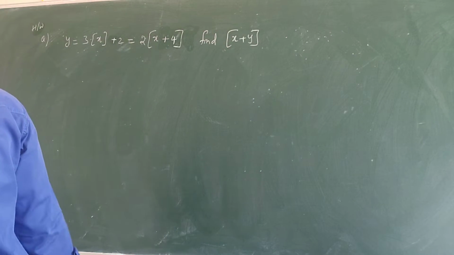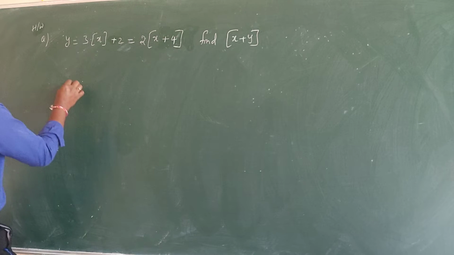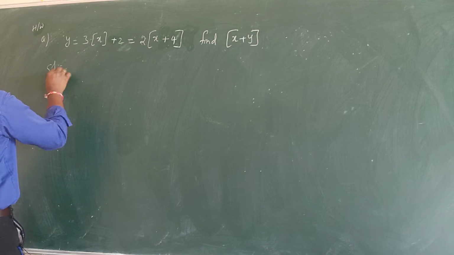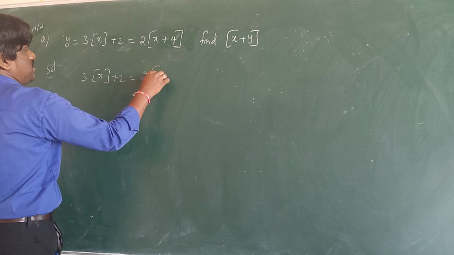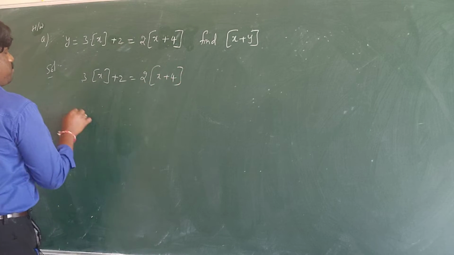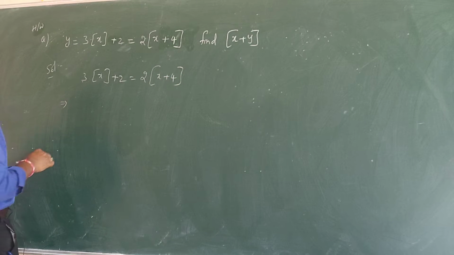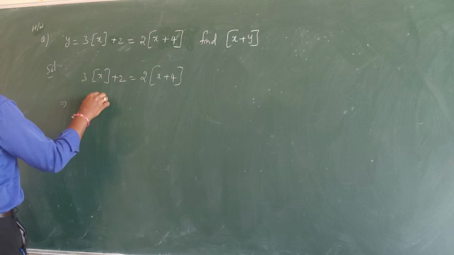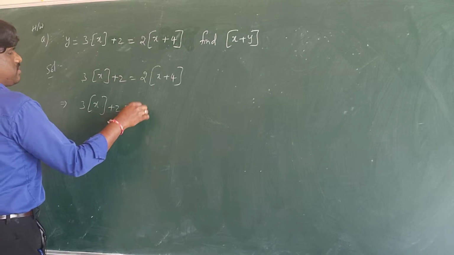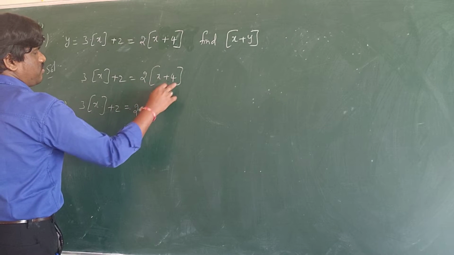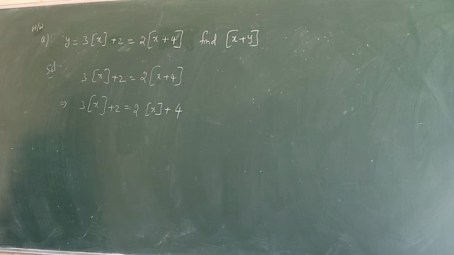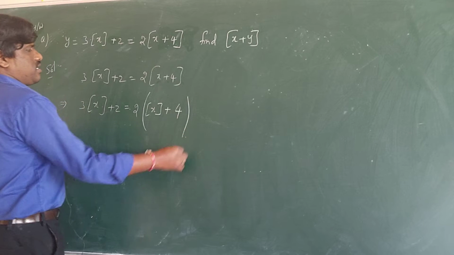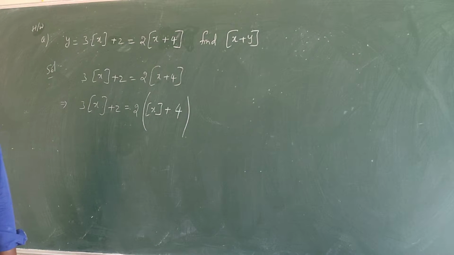So what to do here? I'll just take these two combinations first. 3 times of greatest integer x plus 2 is equal to 2 times of greatest integer x plus 4. I have explained you properties of greatest integer. So this I can write as 3 times the greatest integer x plus 2 is equal to 2 times greatest integer x plus 4. You remember this? See here, greatest integer of x plus 4 will become greatest integer x plus 4 when 4 is an integer.